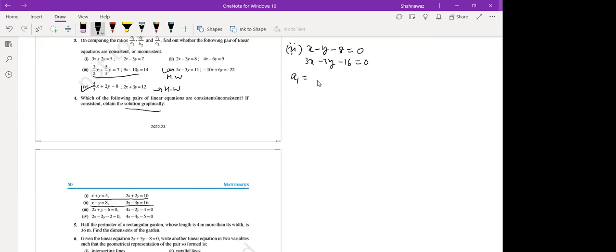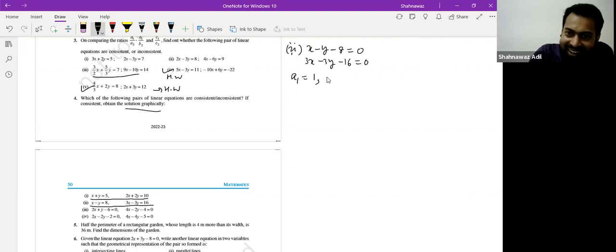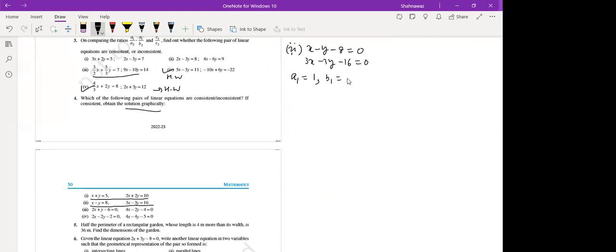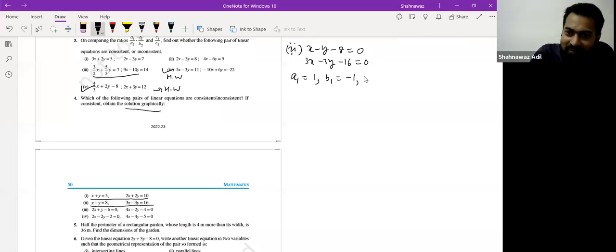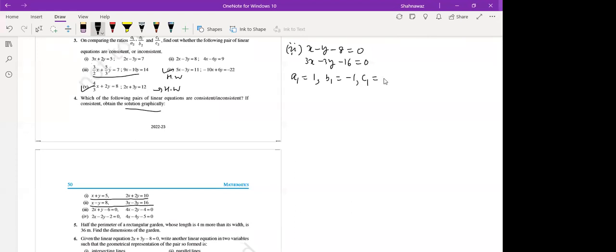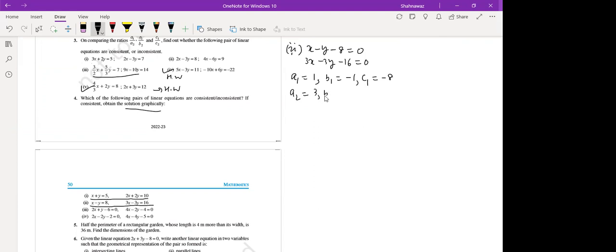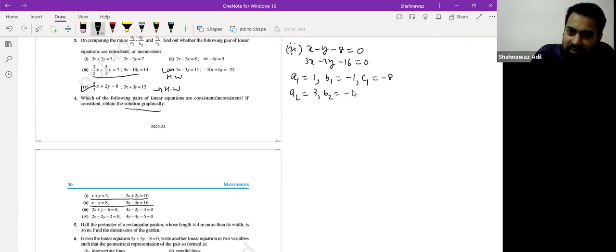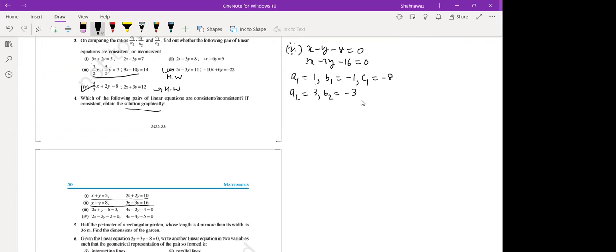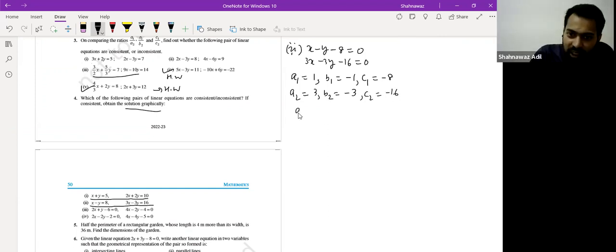Okay, so A1 is 1. Lucky. I know. B1 is what? Minus 1, right? And A2 is 3. And B2 is minus 3. And C2 is minus 16. Right. So A1 by A2 will be what?